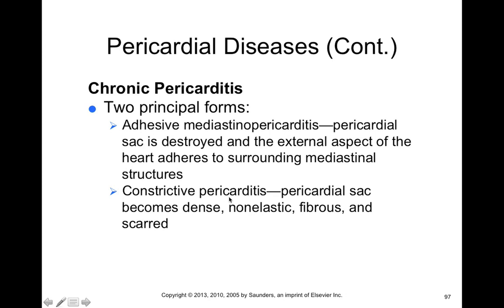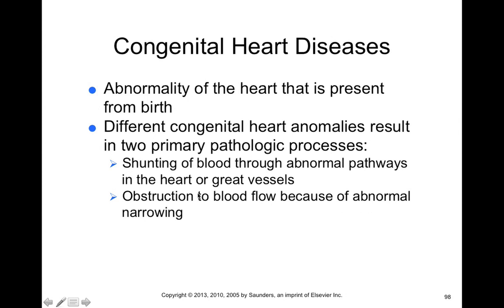This differs from constrictive pericarditis because this is where the pericardial sac becomes dense. This density can be a result of chronic infection and inflammation, where you can get hypertrophy of the pericardium. And it's constrictive because this pericardial sac is therefore non-elastic, fibrous, and scarred. And by having a thicker, sort of tough, more rigid and immovable pericardial sac, it causes constriction of the heart and makes it more difficult for adequate filling and pumping of blood.